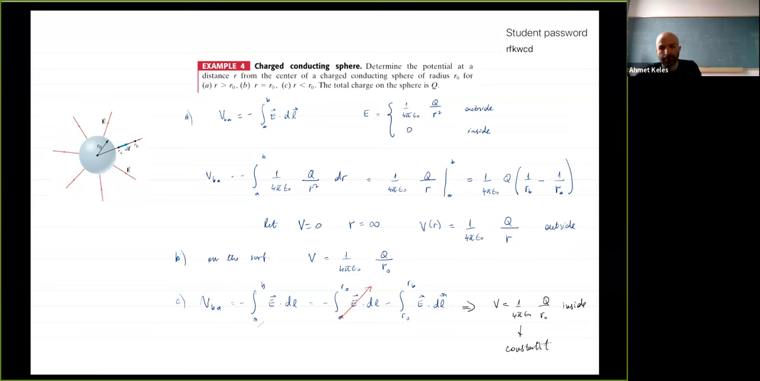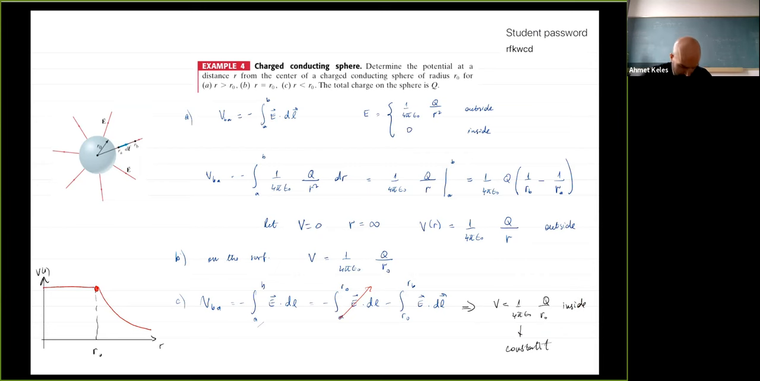All right. Now we can plot this and see how it changes. So let's squeeze it in here. This is R. This is R naught. And this is V of R. At the surface, I have something like this, and then it decreases with 1 over R. And inside it is constant, and this constant is the same as the surface. So we can just write something like that.